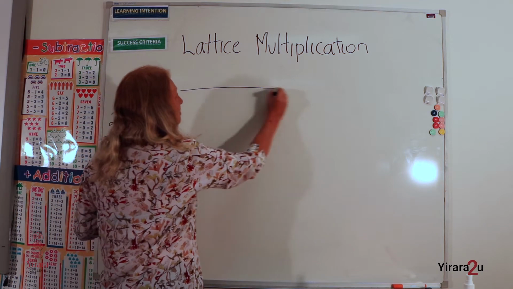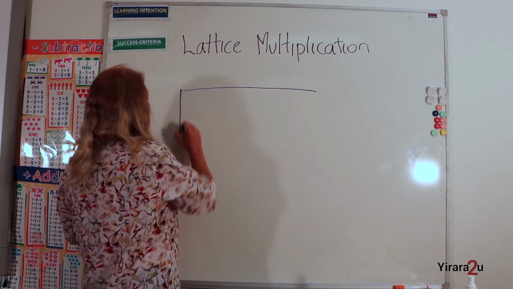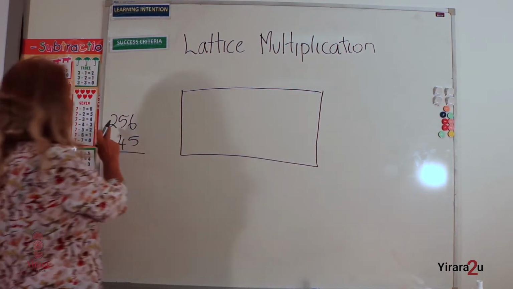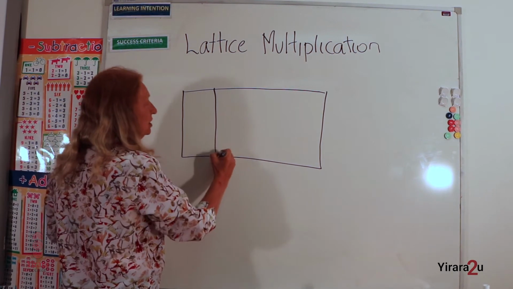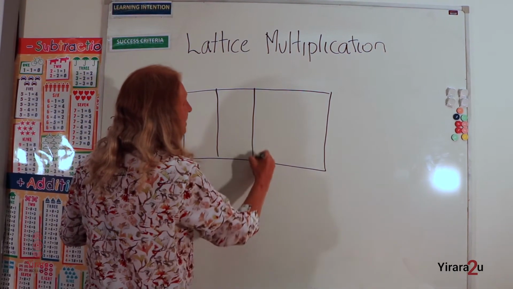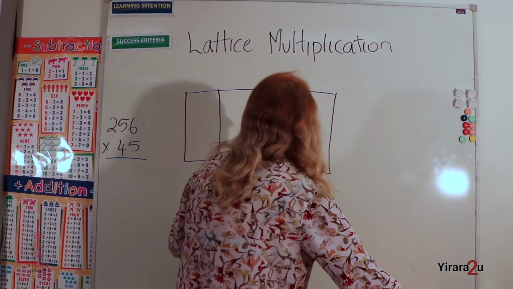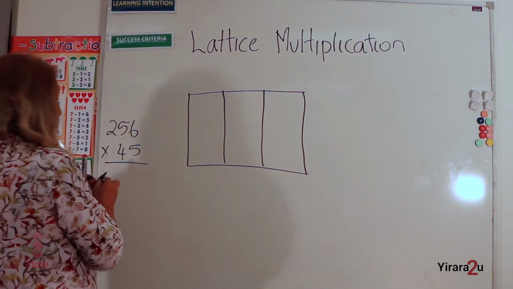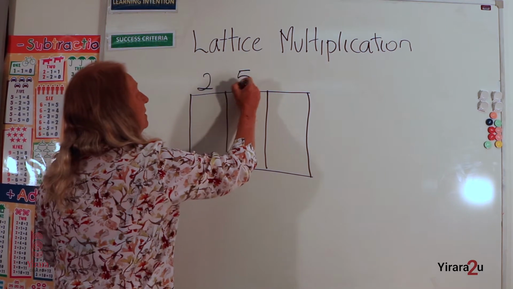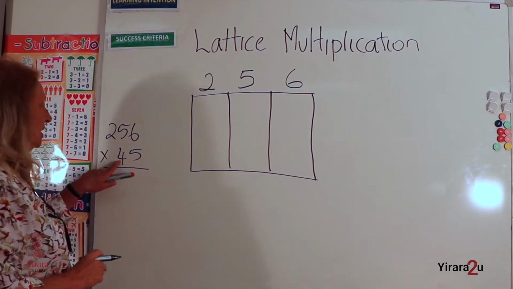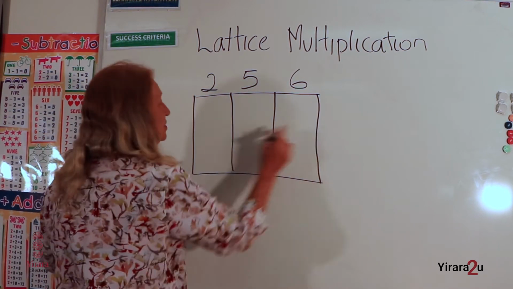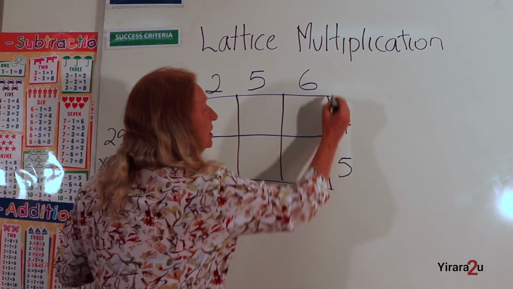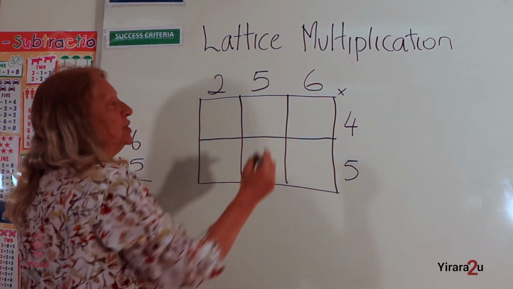So I'm going to draw a box or a rectangle. Your lines don't have to be straight. And for each number here we need a column. Oh, I've made that a bit big. Let's rub this side one off because we only need 3. So this is 3 numbers. You put them up here: 2, 5, 6. And the other number, I've only got 2 numerals, so I only need 2 this way. Here we go, a line across here. 4 and 5.